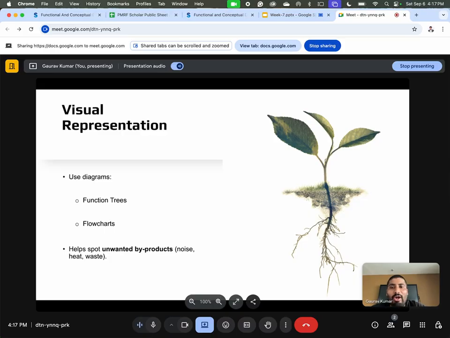So visual models also enhance collaboration. So they provide a shared reference that engineers, designers, and even clients can point to and discuss. So by making functional relationships explicit, they reduce misunderstanding and speed up the decision-making process. Okay.